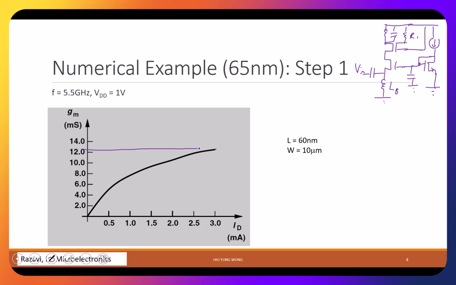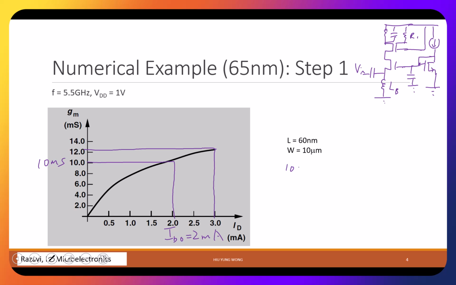gm when you change the ID, but that consumes too much power. We will only take about 80% of it. So this is about 12. 80% may be in the order of, let's say, about 10, right? They give us about 2. So here we get ID0 equals 2 milliampere. I want to bias it with 2 milliampere, and it gives me 10 millisiemens of transconductance.